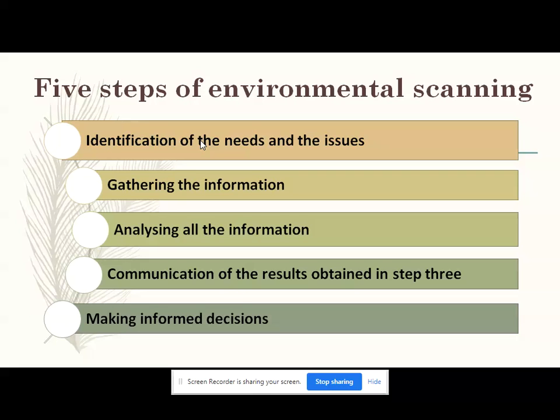Then step number 2, gather the information. All the needs of the organizations are translated into the required piece of information that will be useful in the process. So this is gathering the information. Then third is analyzing all the information. When analyzing the information, organizations are made aware of the various trends or issues the organization may be influenced by. So you have to analyze the things.